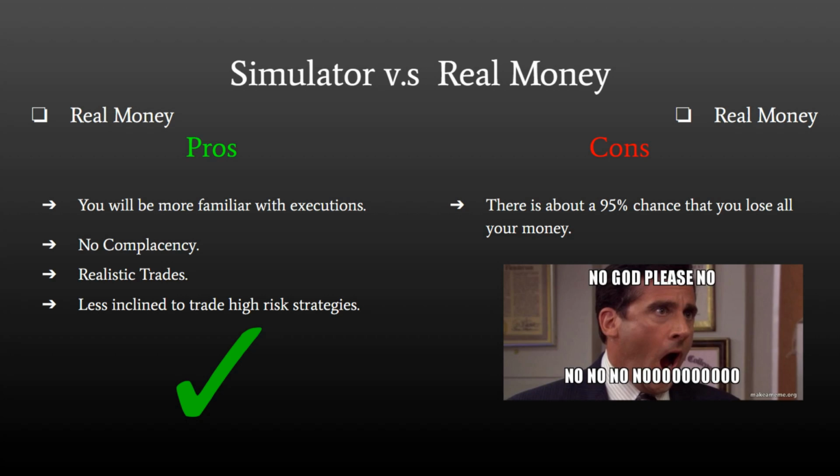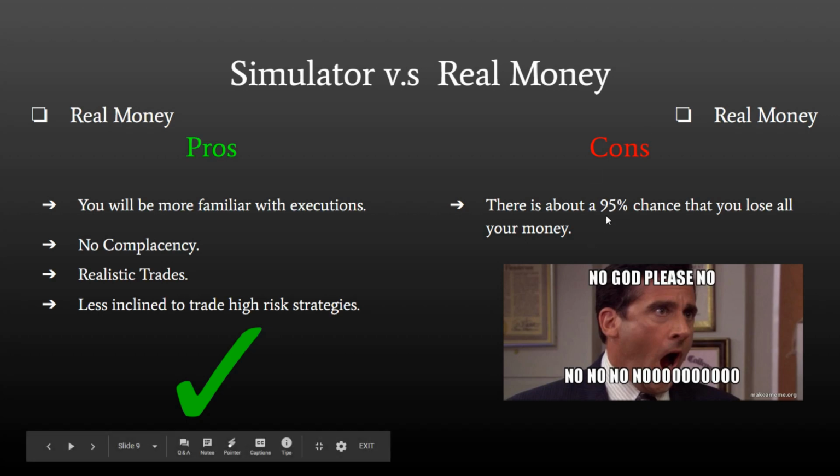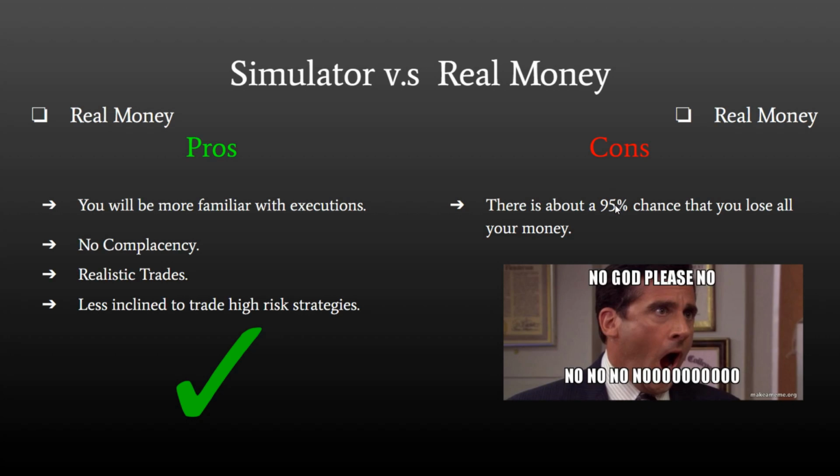So one of the cons is that, of course, like I mentioned, as a beginner trader, there's a very, very high chance, this number is not scientifically proven, I will say, but there's a very, very high chance that you lose your initial investment. And there's individuals that invest about 3-4 times and lose all 3-4 times. Their account goes to zero. So you don't want to be this guy here saying please no, God no. So these are some of the pros and cons of using real money.